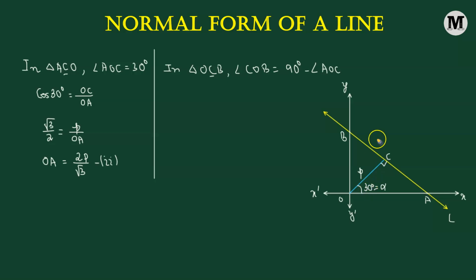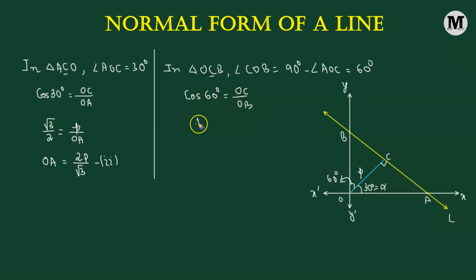Now AOC, that's 30 degrees, which means 90 minus 30 is going to be 60 degrees. So here we have angle COB, this particular angle, this is 60 degrees. Fine. So what we'll do, we'll take cosine of that angle. So we'll take cosine of 60 degrees, and the ratio, that is going to be the adjacent, which is OC, divided by the hypotenuse, so that's OB.